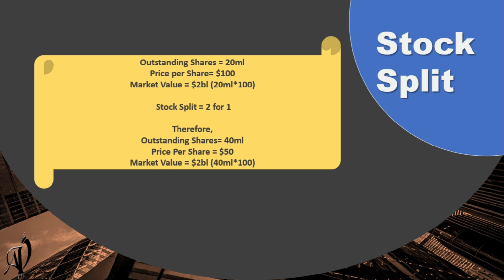Let's say there's a company XYZ whose outstanding share is 20 million shares and price per share is $100. So the market cap will be $2 billion. A company's board of directors can choose to split the stock by any ratio. A stock split may be 2-for-1, 3-for-1, 5-for-1, 10-for-1 or any. In this example, the company's board of directors decided to split 2-for-1.